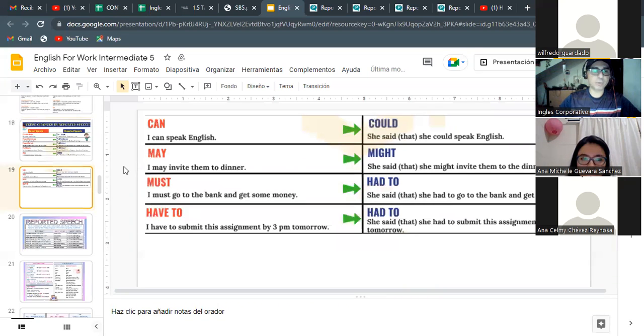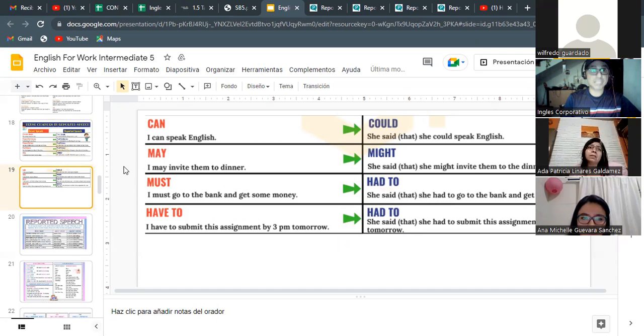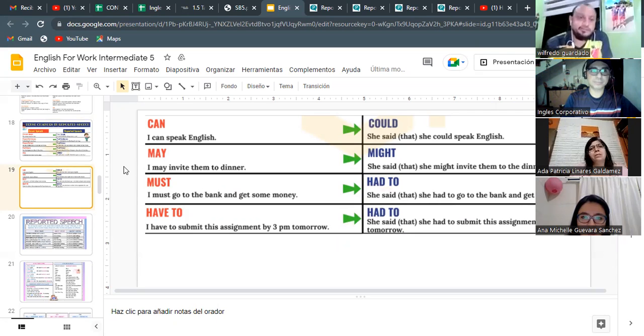I can't speak English. How would that be in negative? That's easy. I cannot speak English. Good. The other one is very easy as well. She said that she could speak English. So how is that going to be in negative? She said that she couldn't speak English. Good. Remember the pronunciation is couldn't. Some people say it wrong, but it's couldn't, right?